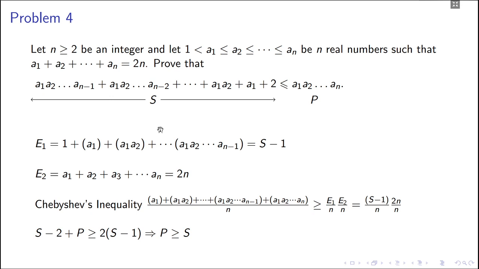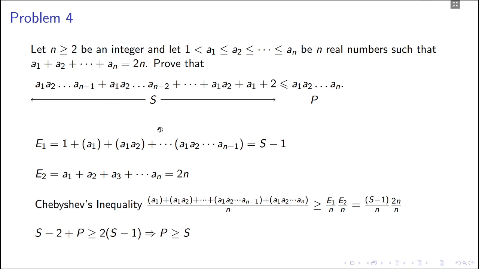So yeah, this is a straightforward application of Chebyshev inequality. If you know this, if you have some practice with this, it's very easy to get. Otherwise it can be time consuming. I think you can also do it with induction, but it will be quite lengthy.